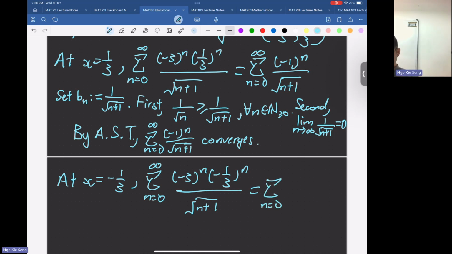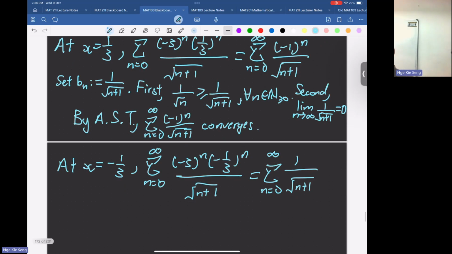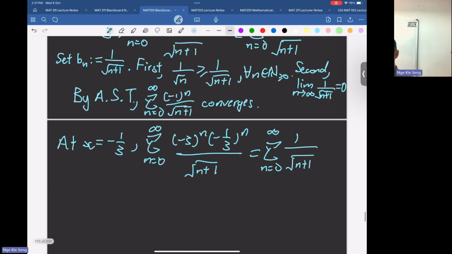So the other endpoint we're left with 1 over square root n plus 1. What is 1 over square root n plus 1 here? Okay, if you are not clear, maybe we can rewrite this series here. If you're not sure why I can rewrite, you just list down what's this series here. So what's the first term here? You can see that it is 1 over square root 1 plus 1 over square root 2 plus 1 over square root 3 and so on. So really, we can rewrite this series from n equals 1 to infinity of 1 over square root n.